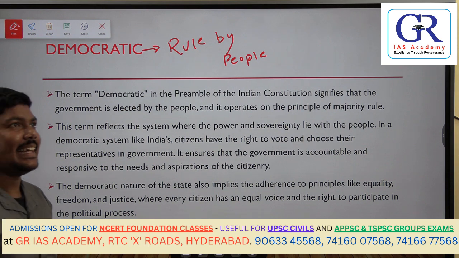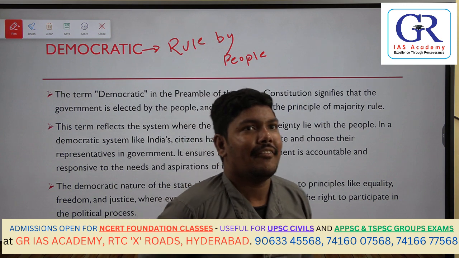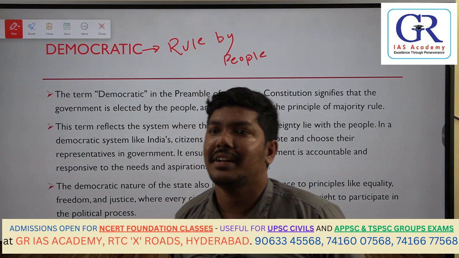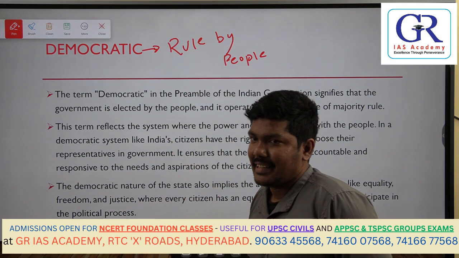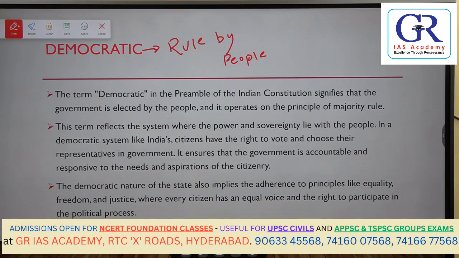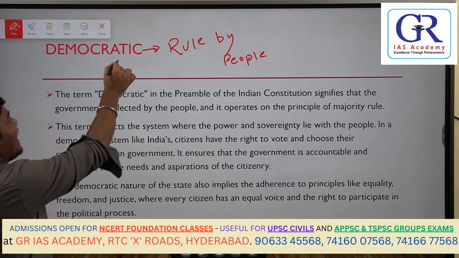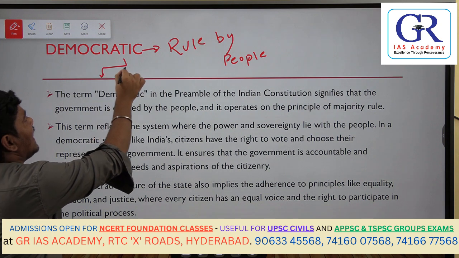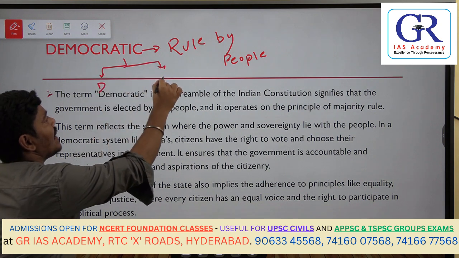Now tell me, there are 2 different types in democratic. One is direct democracy and second one is indirect democracy. Now tell me whether India is a direct democracy or indirect democracy. Direct democracy? Okay. So then you should understand the distinction between the direct democracy and as well as indirect democracy.